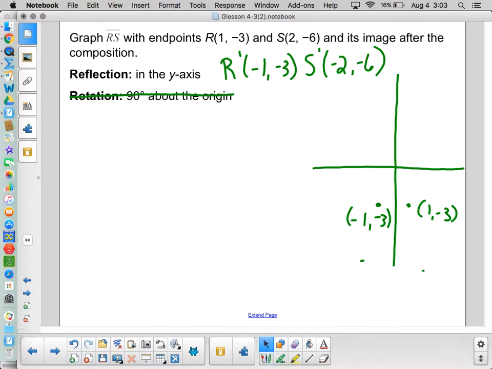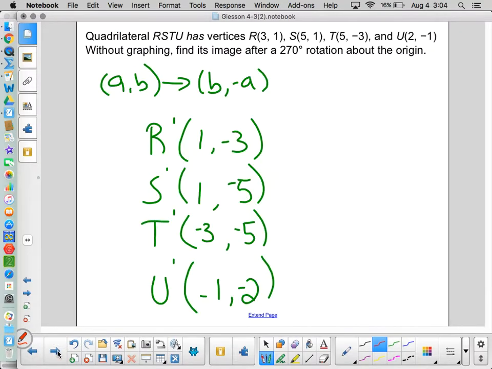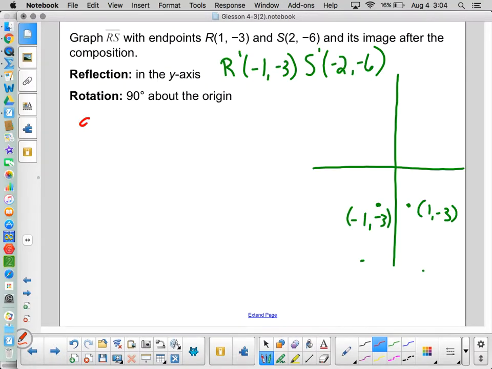Now that we have the reflection, we're going to use that as our pre-image, and now we're going to do our rotation. So now, 90-degree clockwise around the origin, I go back and check. (A, B) goes to (negative B, A), so I'm going to make note of that.